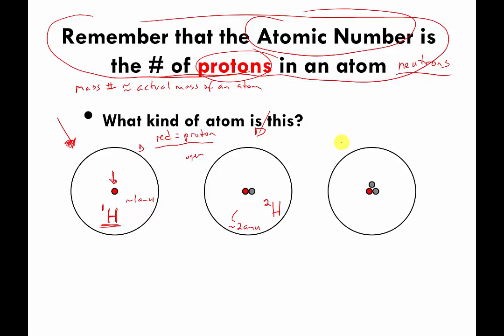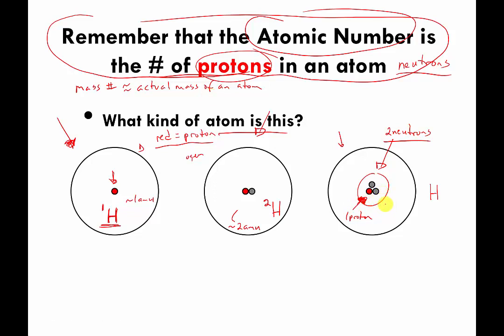Third atom that I'm going to show you, same questions. What kind of atom is it, and how much does it weigh, roughly? Again, this is a hydrogen atom because it has only one proton, one red circle. It's different than the other two because it also has 2 neutrons. Has even more stuff in the center of the atom. So it's a different type of hydrogen atom, but it's still hydrogen, because the only thing that controls what type of atom you have is the number of protons. That's it. So we have a hydrogen atom.